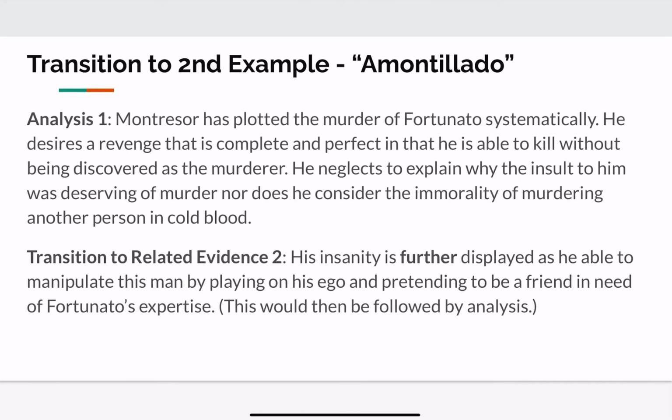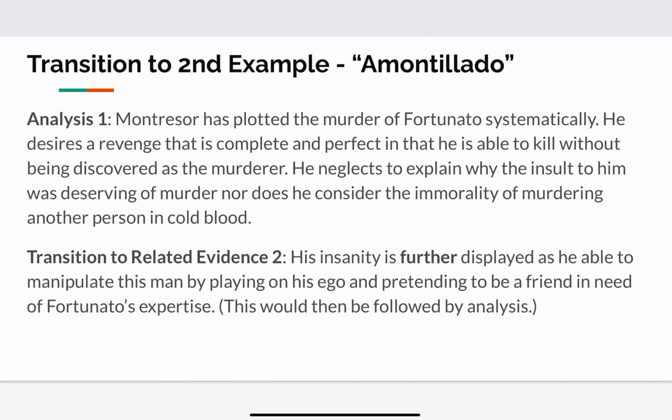Here's another example from The Cask of Amontillado. Our previously stated analysis was that Montresor had plotted the murder systematically, and if we wanted to transition to the next piece of information, we could use the word further. His insanity is further displayed as he is able to manipulate this man by playing on his ego and pretending to be a friend in need of Fortunato's expertise. Okay, and we would need analysis of that as well.